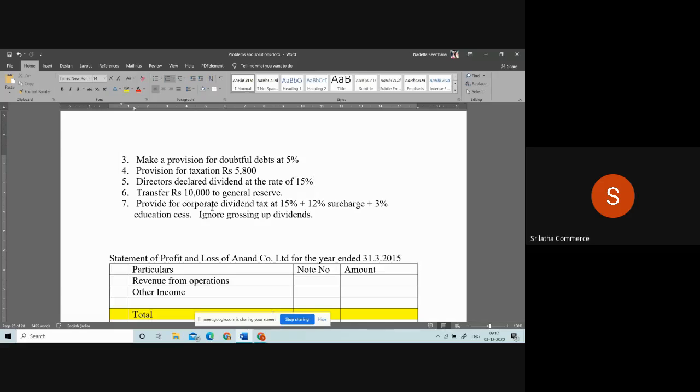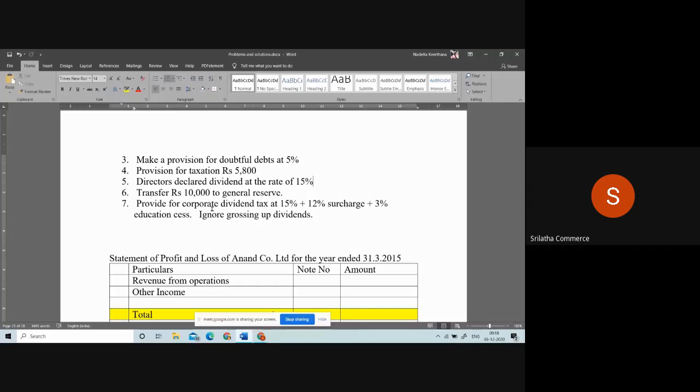Then corporate dividend tax at the rate of 15% plus 12% surcharge plus 3% education cess. Whenever the company is paying dividends to the shareholders, on the gross dividends the company has to pay a tax known as dividend distribution tax to the government as per the rate. The basic rate is 15%. On the total dividends we are paying, we calculate 15%, plus 12% on that, plus 3% on the total amount. That is the tax you are going to pay to the government.